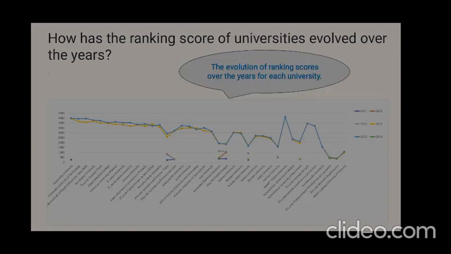How has the ranking score of universities evolved over the years? The evolution of ranking score over the years for each university is shown in this table. Here I took different years with different colors and created a line chart with the names of universities.